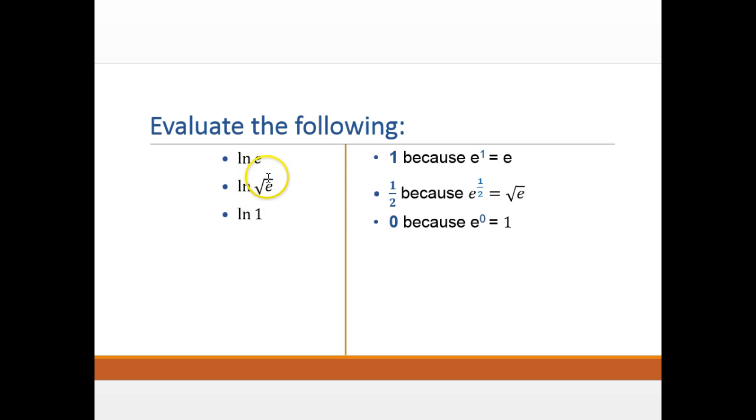Natural log of square root of e is 1/2. Natural log of 1 is 0. In fact, the log of any base, no matter what the base is, the log of 1 is always going to be 0.